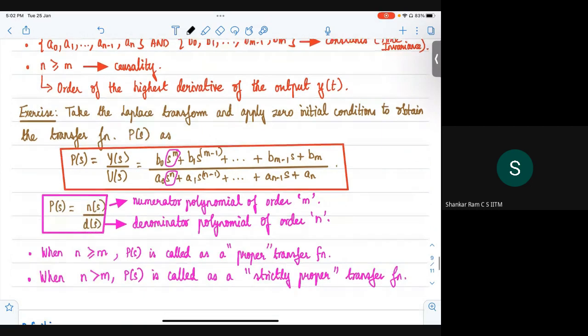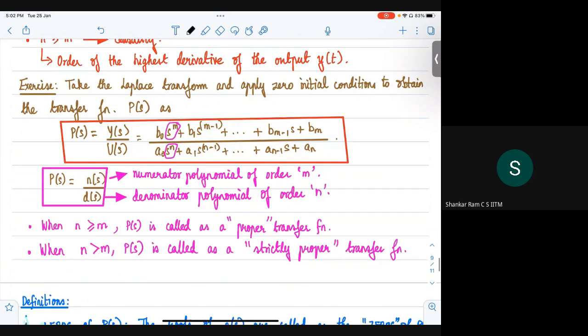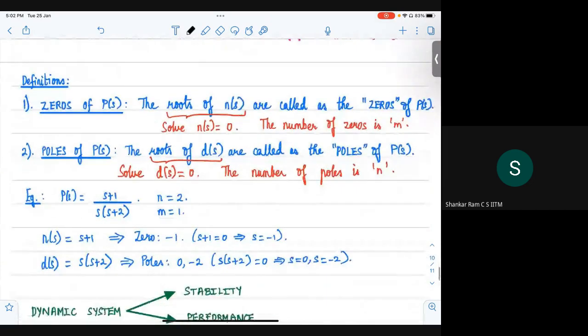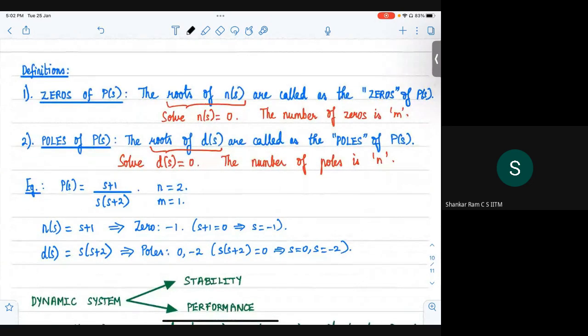For causal systems, anyway, n is greater than or equal to m. So we will be dealing with proper transfer functions, and when n is strictly greater than m, we call it a strictly proper transfer function. Okay, so these are some terms that we should know. Then we defined what are called zeros and poles of the transfer function. Zeros are nothing but the roots of the numerator polynomial of the transfer function. Poles are nothing but the roots of the denominator polynomial of the transfer function.